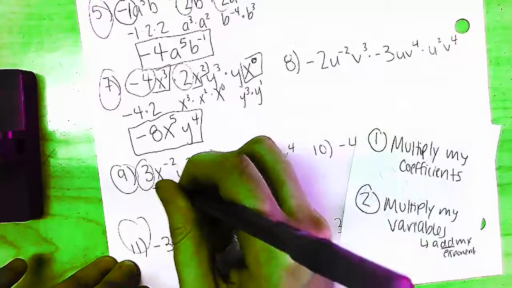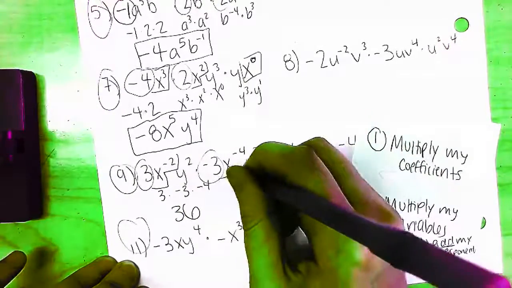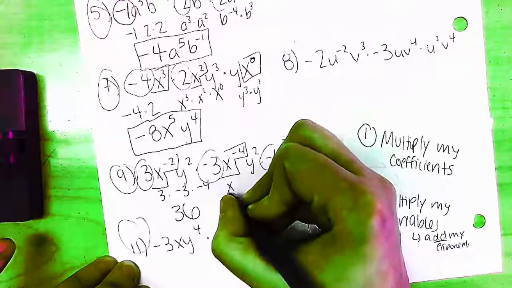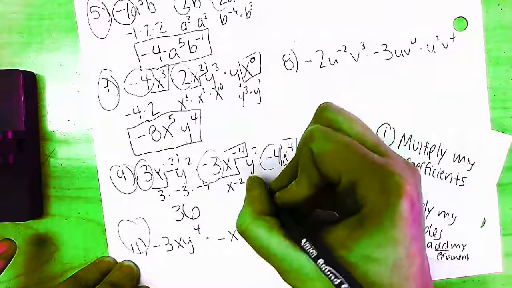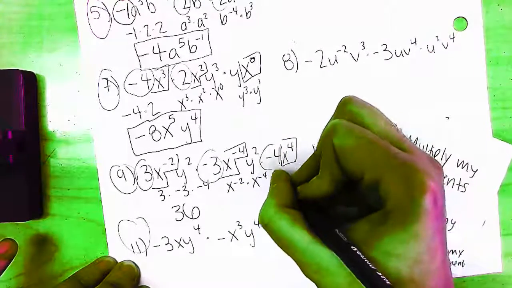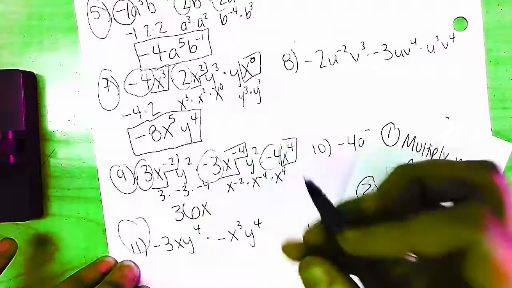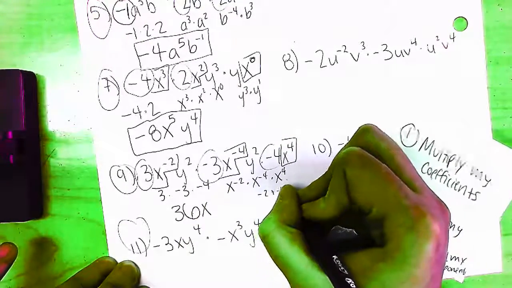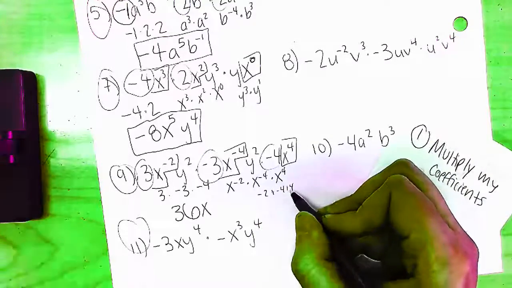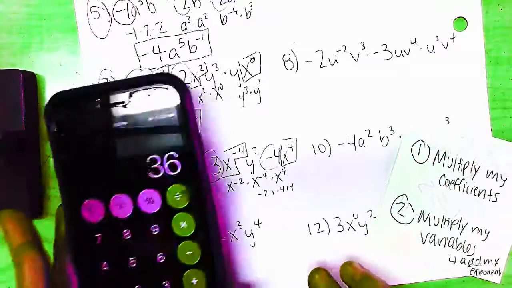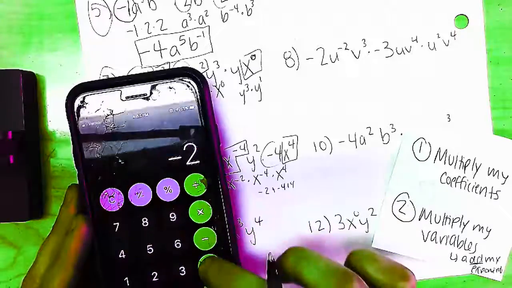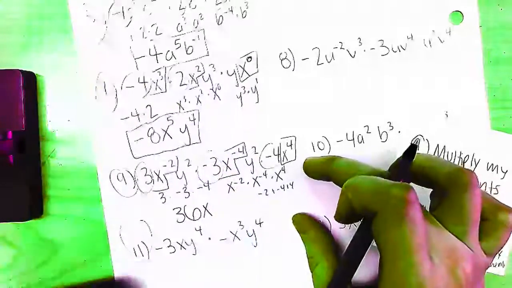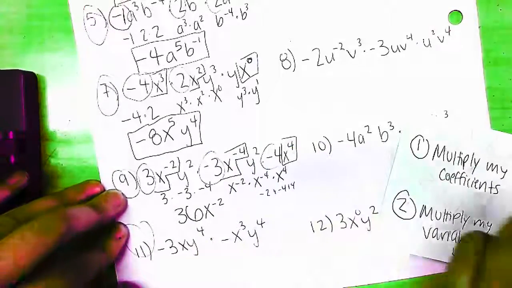Next, I'm going to look for my x's. I have an x to the negative 2, I have an x to the negative 4, and I have an x to the 4. So I have an x to the negative 2 times x to the negative 4 times x to the 4. So I have 36x, negative 2 plus negative 4 plus 4. Let's do it in the calculator. So I have negative 2 plus negative 4 plus 4. That gives me a negative 2.